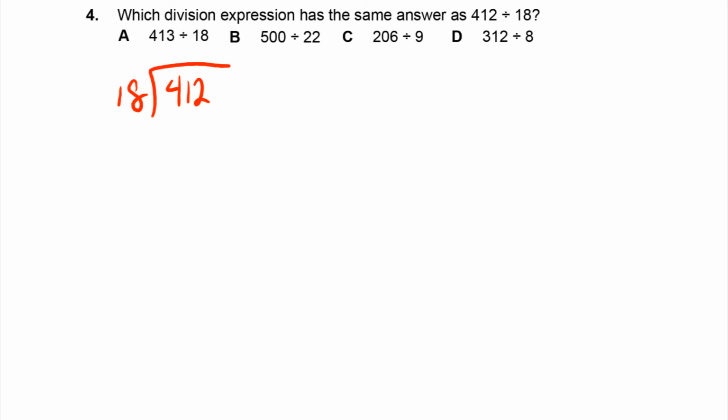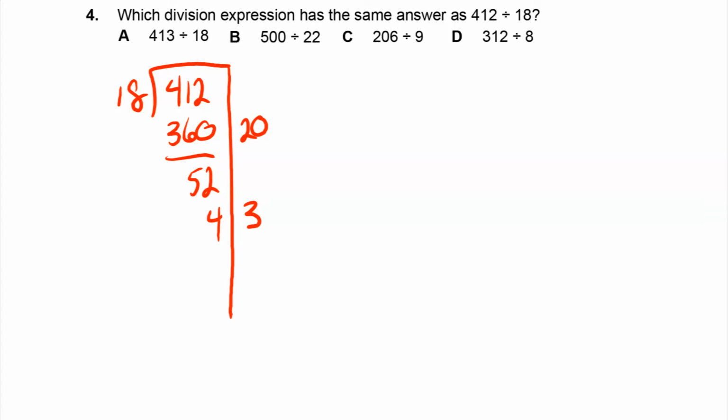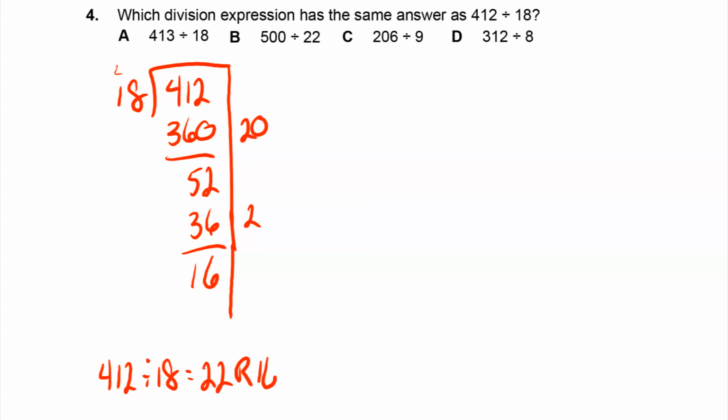412 divided by 18. We'll use this method. 2 18s are 36, so that means 20 18s would be 360. Subtracting that from 412 is 52. How many 18s can I do in 52? Well, what if I start off with 3 18s, 24, 2 to carry, and I get 54. So that's too big. So we go with 2. 2 times 18 again is 36 with 16 remainder. So 412 divided by 18 is equal to 22 with a remainder of 16.